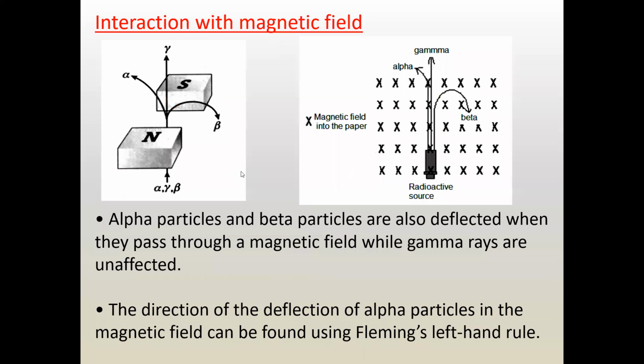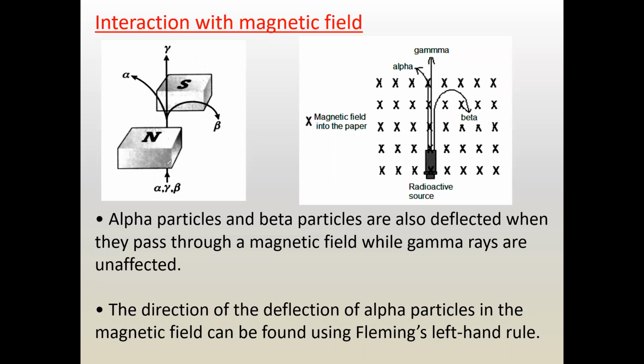So as you can see in the next image, how will we know that alpha is going towards the left hand side and beta is going towards the right hand side, and that gamma goes without deflection? Gamma is not having any charge, so it is not deflected.